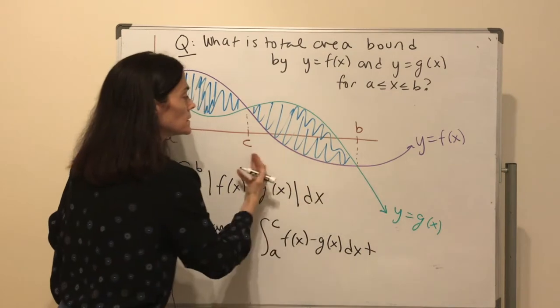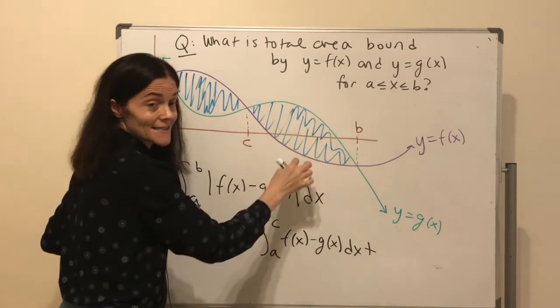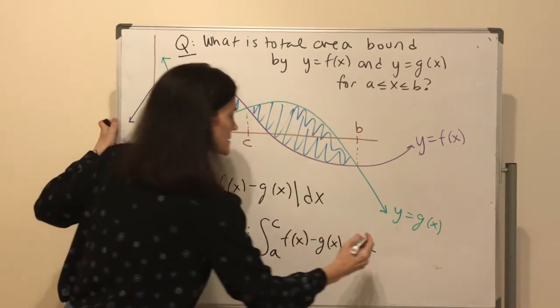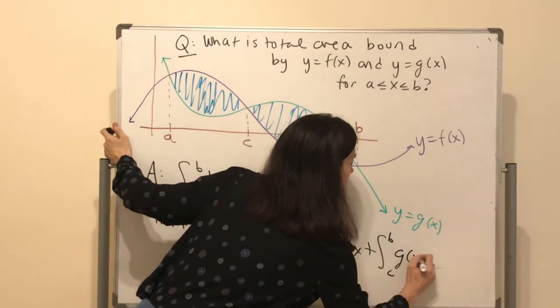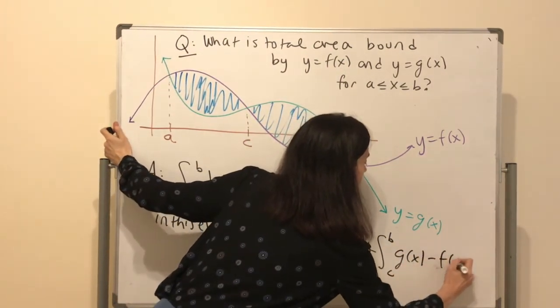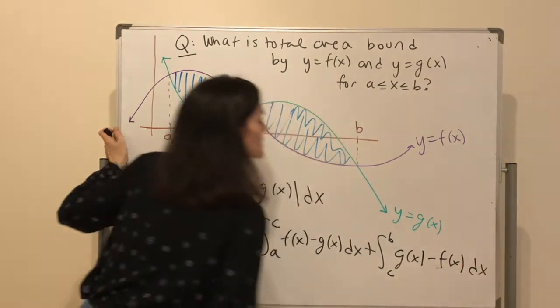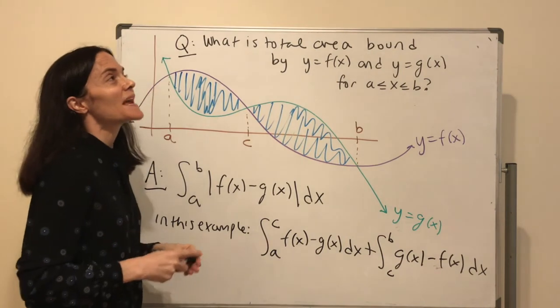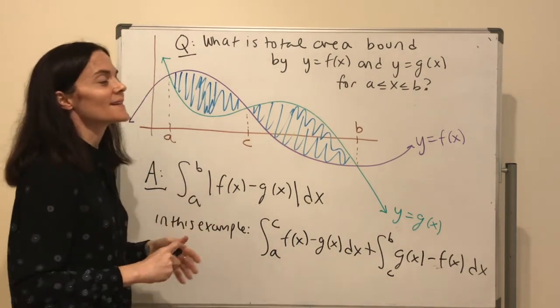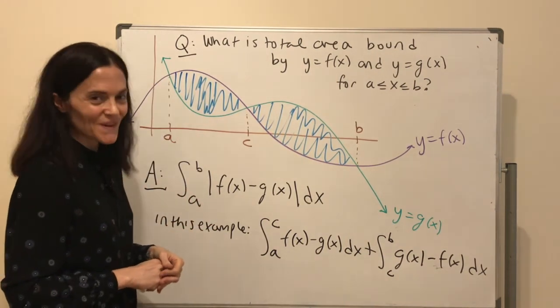And on this interval g of x is greater than or equal to f of x. So it would be plus the integral from c to b of g of x minus f of x dx. So this is how we would calculate the total area. And let's do an example here, and then that will be the end for today.